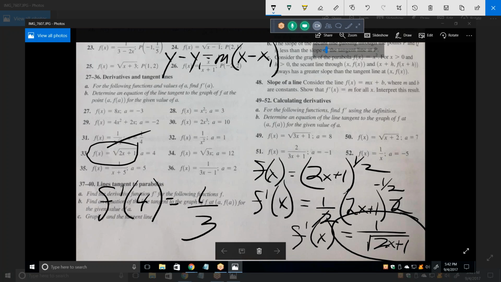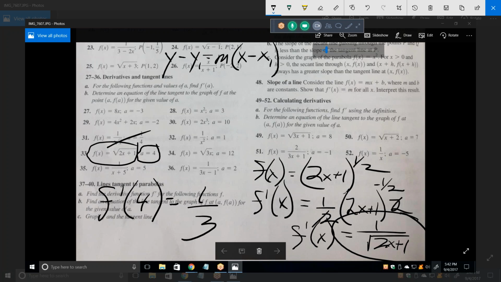Okay. Now, the point we have is a equals 4. Well, if x is 4, what's y1? I need to figure out what y1 is. Go to the original function.